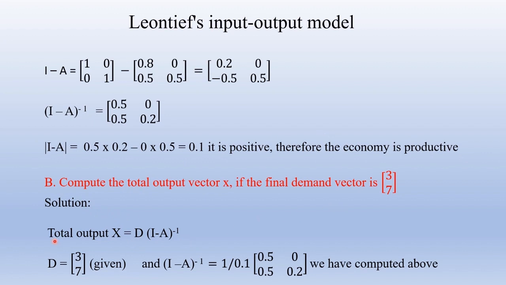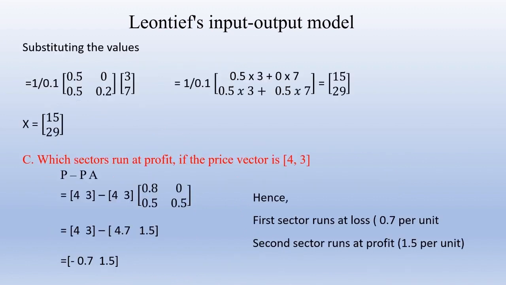Solution. Total output X is equal to I minus A, inverse, D. D is given and I minus A, inverse we have computed above. Substituting the values and solving, we get X is equal to 15, 29.